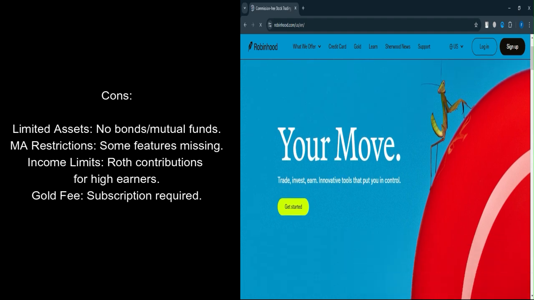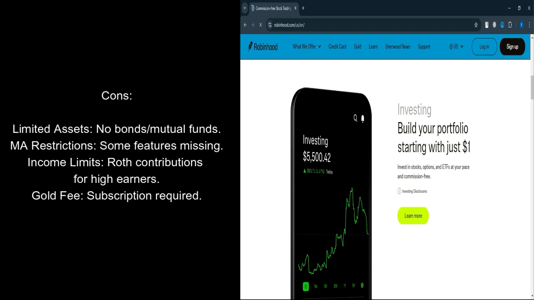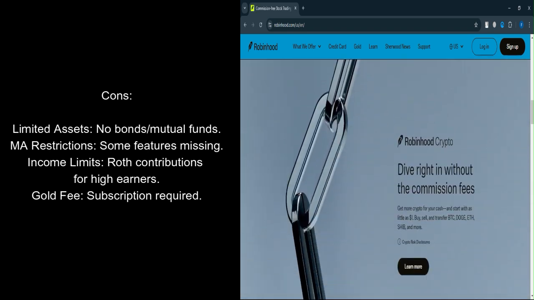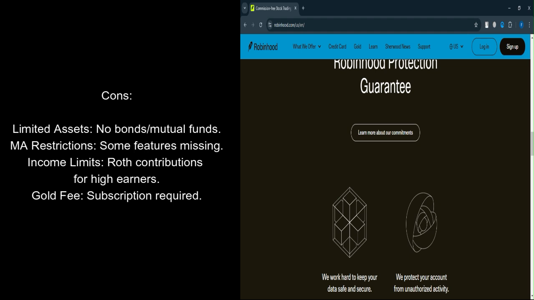Income limits for Roth IRAs. High earners may be restricted from contributing to Roth IRAs. Fees for Gold account: it requires a subscription for the highest contribution match.